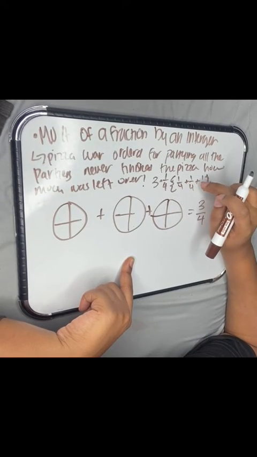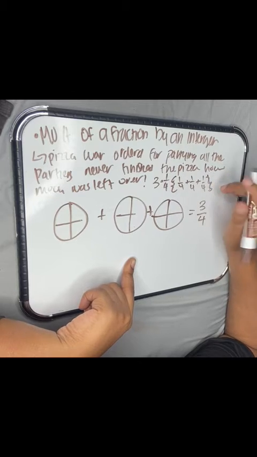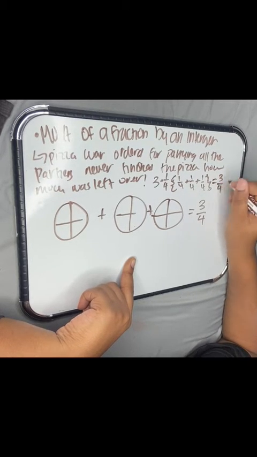So 1/4 added 3 times. All the denominators are the same. All we have to do is add the numerators, which is equal to 3/4. That is our answer.